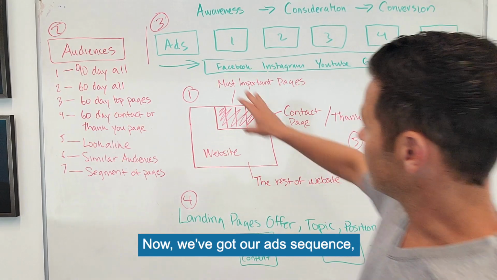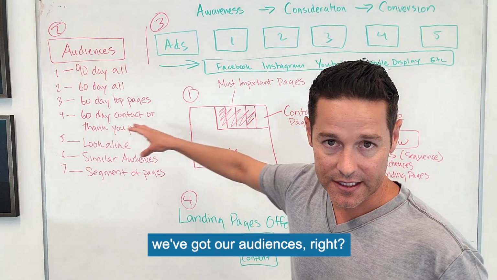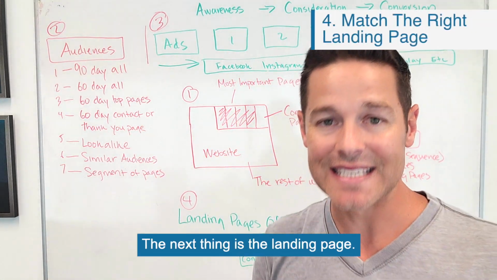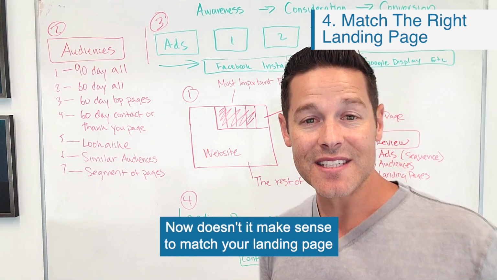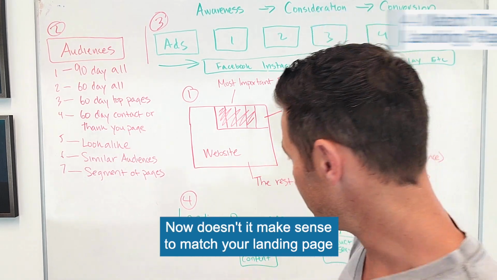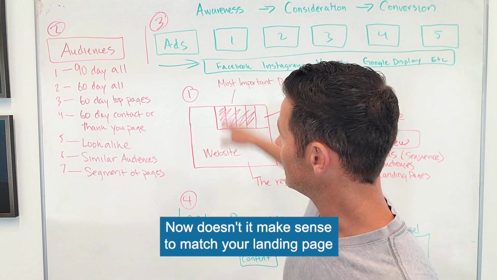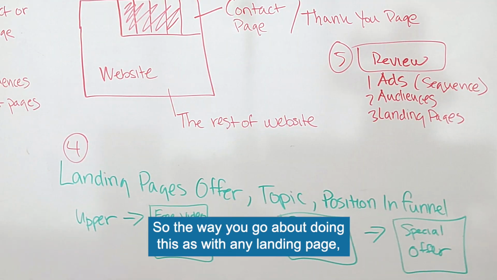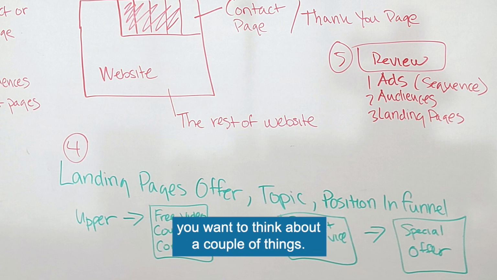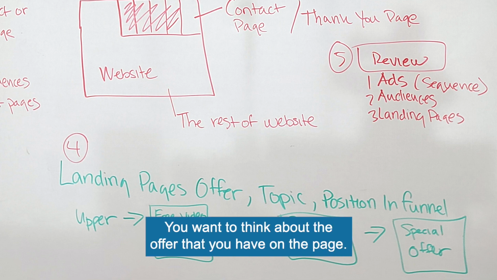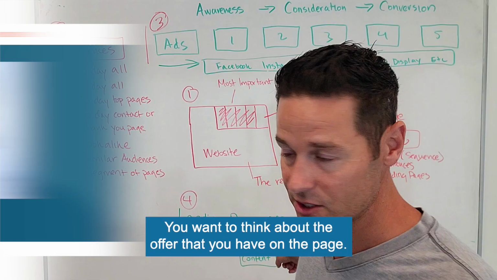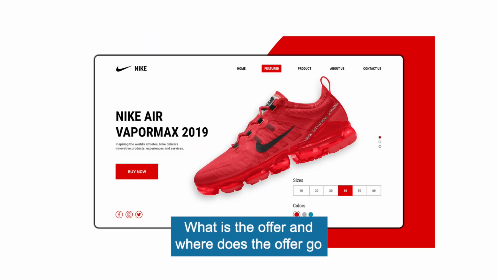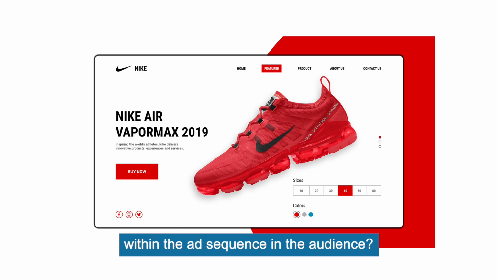Now, we've got our ad sequence, we've got our audiences, right? We kind of understand how it works with the website. The next thing is the landing page. Now, doesn't it make sense to match your landing page to your ads, to your audiences? So the way you go about doing this is with any landing page, you want to think about a couple things. You want to think about the offer that you have on the page. What is the offer and where does the offer go within the ad sequence and the audience?